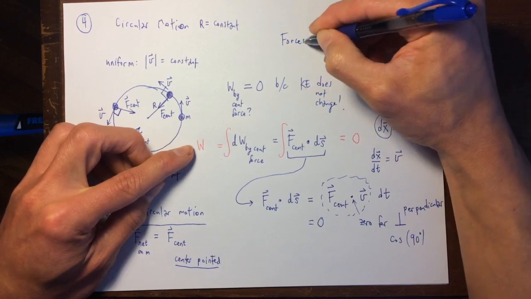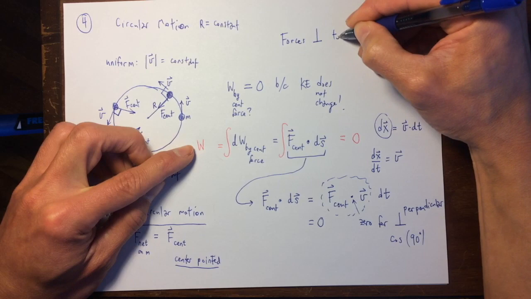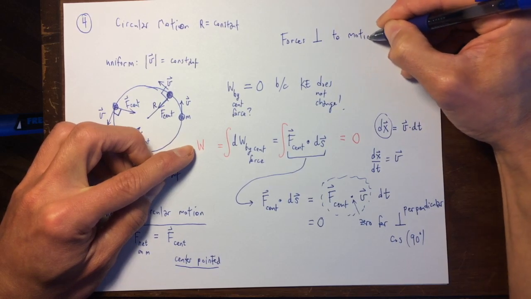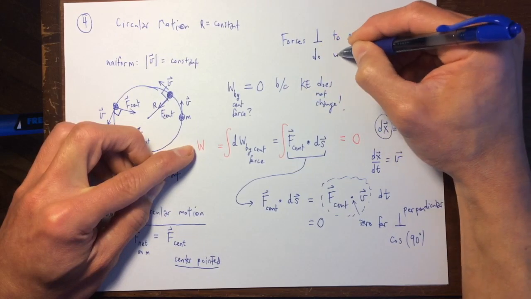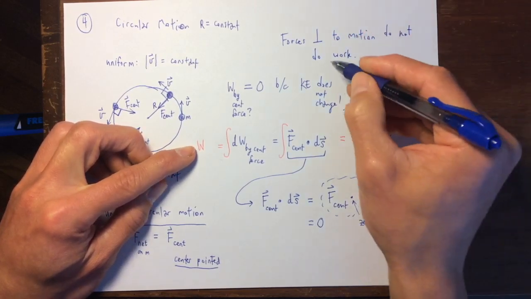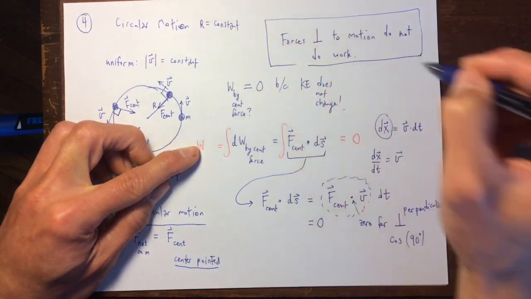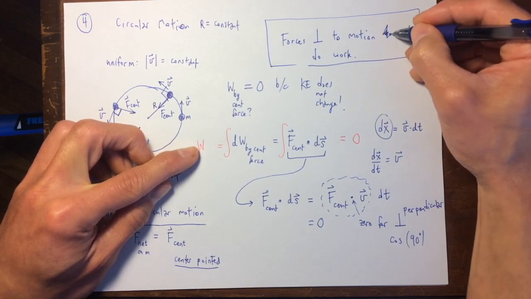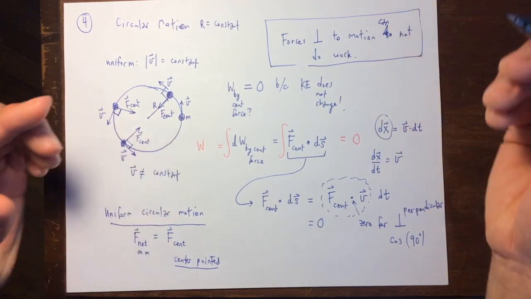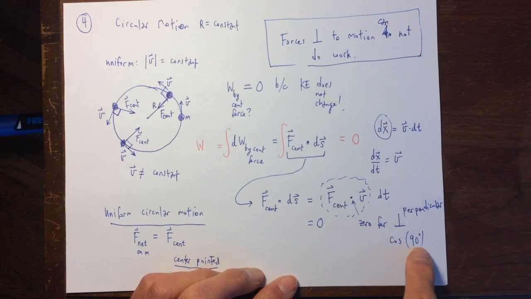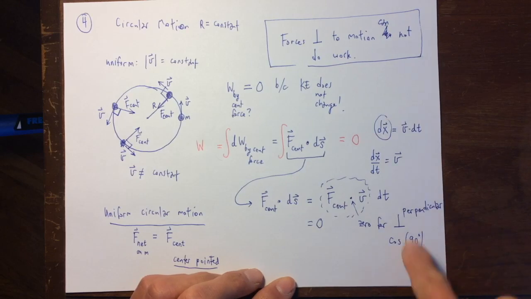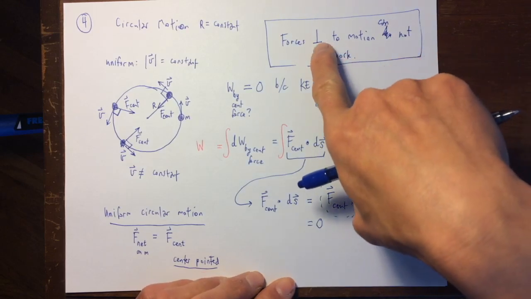Forces perpendicular to motion do not do work. Or actually, how about cannot? They are not allowed. They just don't. And the reason is because you're always going to have this cosine of 90 in the dot product, because 90 is what perpendicular means.